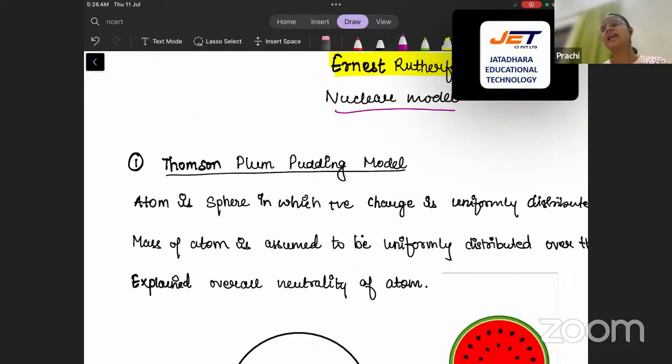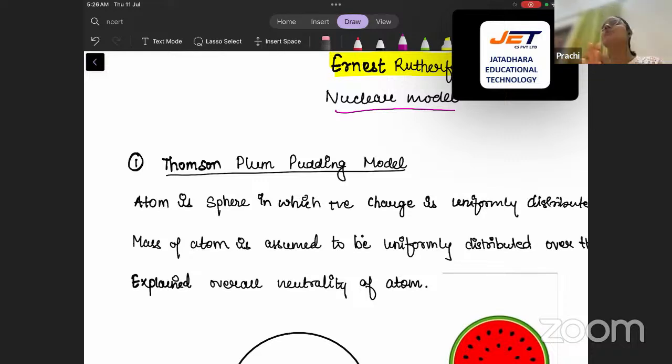J.J. Thomson was the first scientist who discovered the electron. Earlier, before this, what was known to us is that the smallest unit is the atom, right? All things were explained according to it. But once J.J. Thomson discovered the electrons, that myth was broken. Now people knew that the smallest particle is not an atom, right?